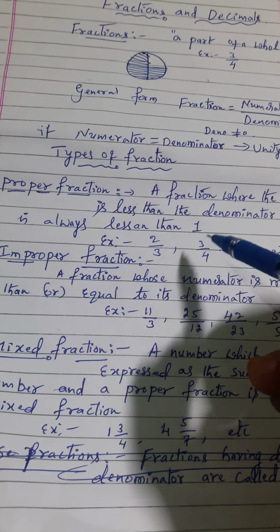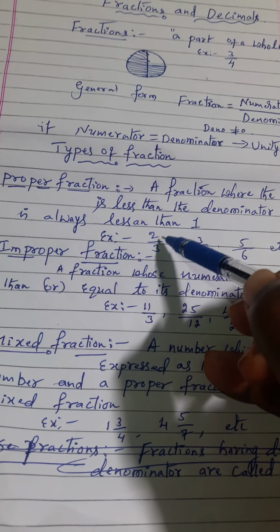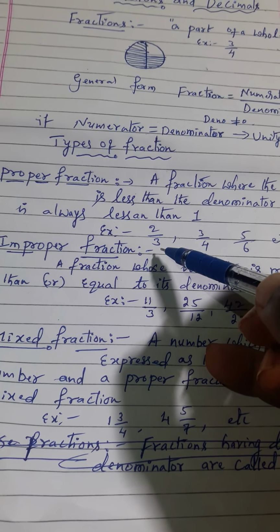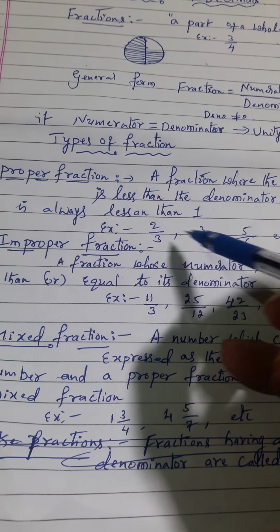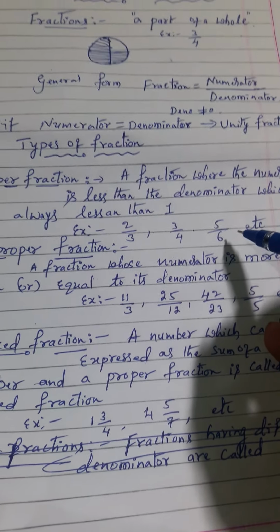That is called a proper fraction. Example: 2/3. Here 2 is the numerator and 3 is the denominator. So here the numerator is less than the denominator. This is a proper fraction. Here also these are the examples.